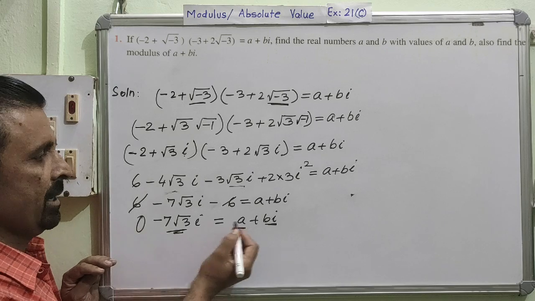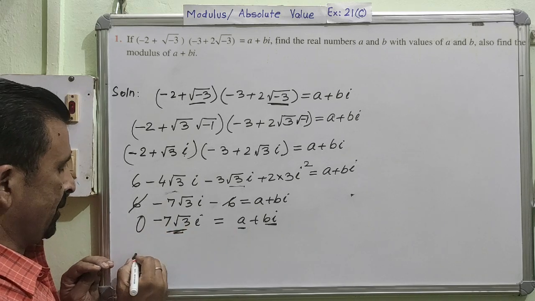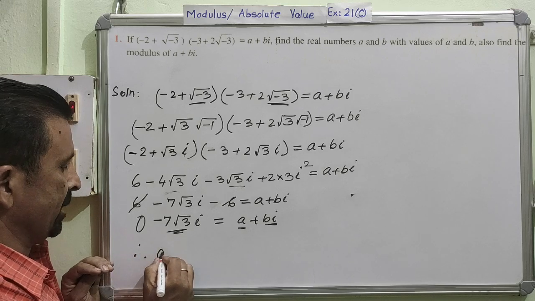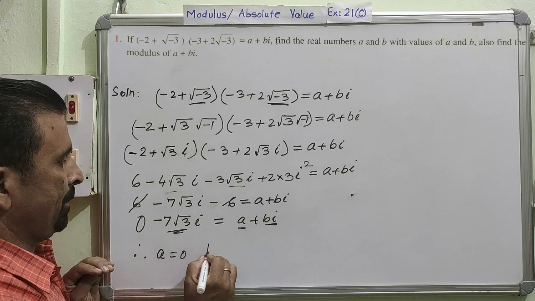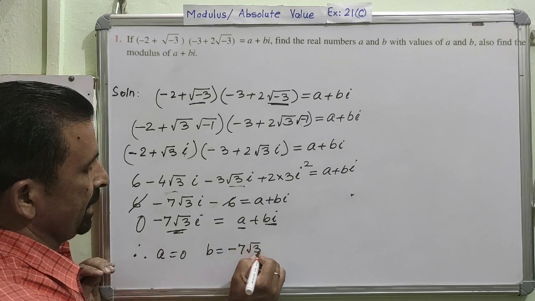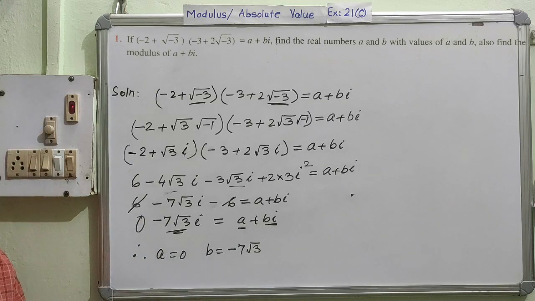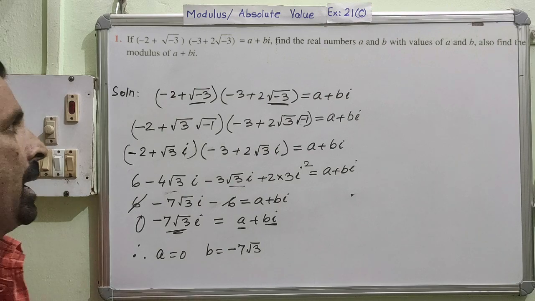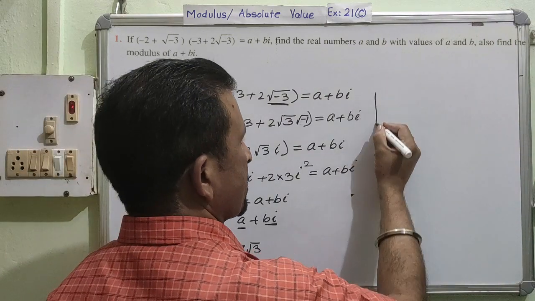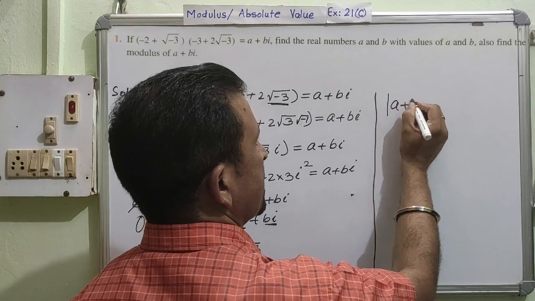So a is equal to 0 and b is equal to minus 7 root 3. Clear? So therefore, we can say a is equal to 0 and b is equal to minus 7 root 3. We got the value of a and b. Is it very clear? This is the value of a and b. Now, we are asked to calculate the modulus of a plus bi.